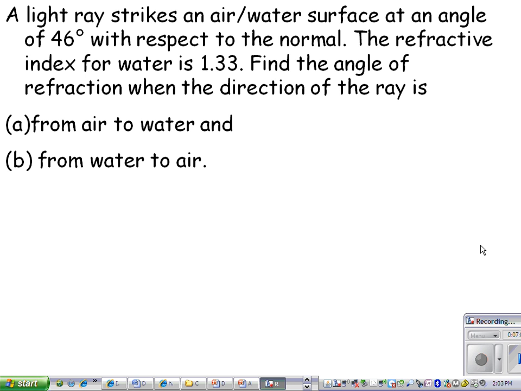So here's a problem that we'll have. A light ray strikes an air-water surface at an angle of 46 degrees with respect to the normal. The refractive index for water is 1.33, and we know for air it's 1.0. Find the angle of refraction when the direction of the ray is from the air to water, and then when it's from the water to air. So pause the video, try this, and see if you can come up with the answers. You're going to use Snell's law to do this. And I would say draw the picture and see if you can figure out how to do this.